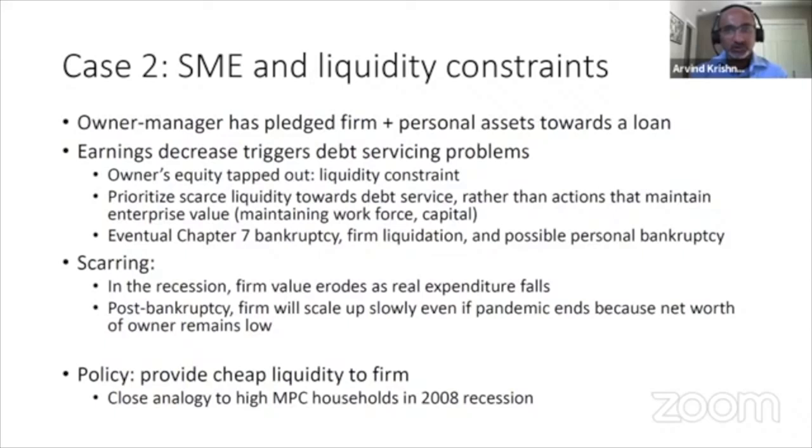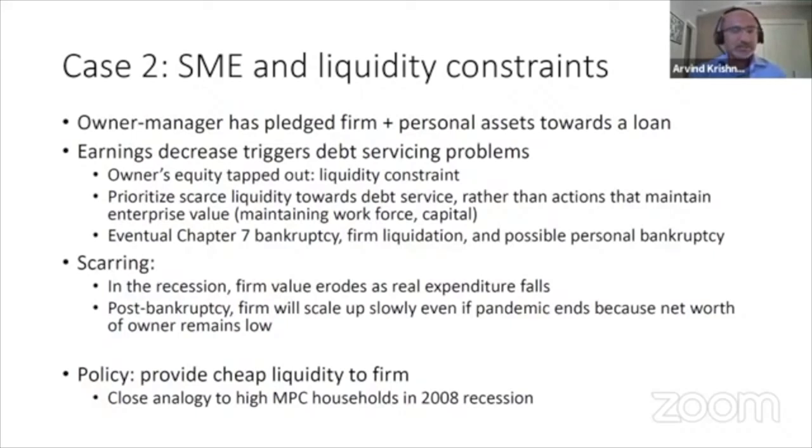So what the owner will do is prioritize his earnings, his cash, towards debt service, and in the process cut expenditures on labor and capital. So this means that there's a flow drag from debt. The liquidity constraint is causing the owner to prioritize his liquidity towards debt service rather than maintaining enterprise value. And then over time, what will happen is that the enterprise value will erode in this process. If this goes on for long enough, in the end, the firm will fail, it'll be liquidated.